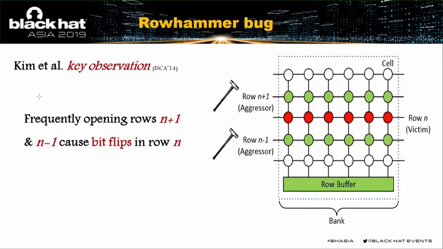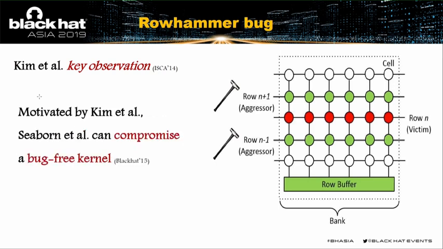Because the capacitors lose charge gradually, in 2014, Kim reported a key observation that frequently opening rows n+1 and n-1 will cause bit flips in row n. A bit flip means that some cells in row n have been flipped from bit 0 to bit 1 or bit 1 to bit 0. Motivated by Kim's observation, Seaborn from Google was the first to compromise the bug-free kernel and gain kernel privilege by means of Rowhammer.